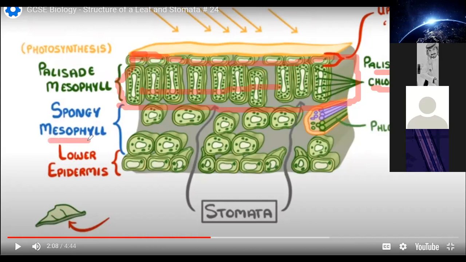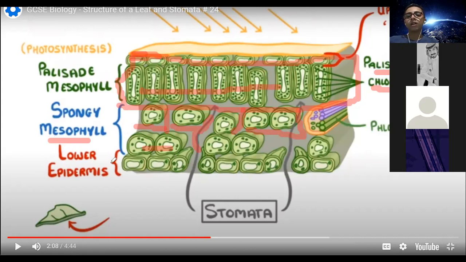Now the second layer is the spongy mesophyll. The spongy layer has a lot of gaps between the cells, so that water and gases can move around easily. They are loosely arranged because oxygen can move out, carbon dioxide can go in, and the water molecules can go out as well in the form of water vapor.